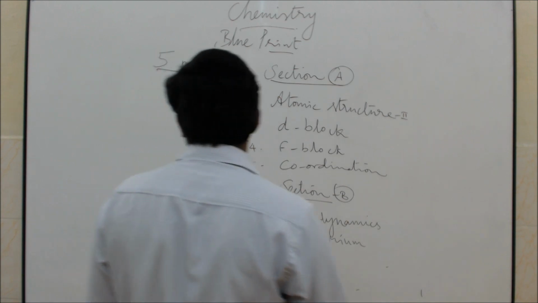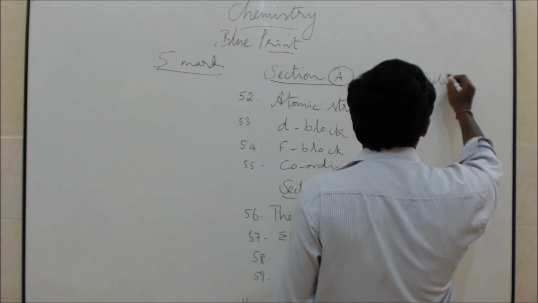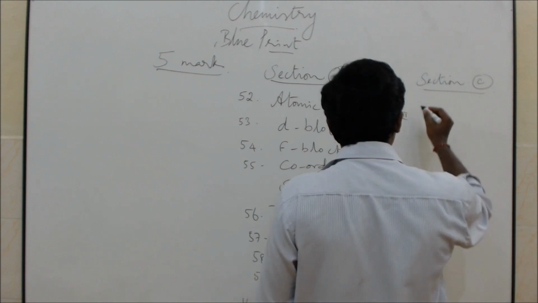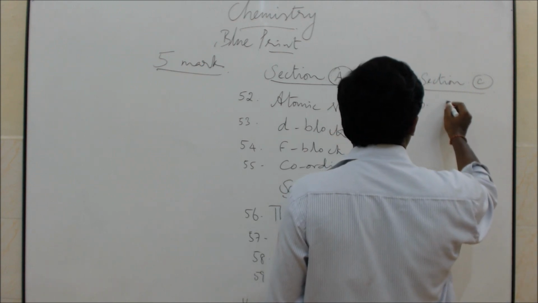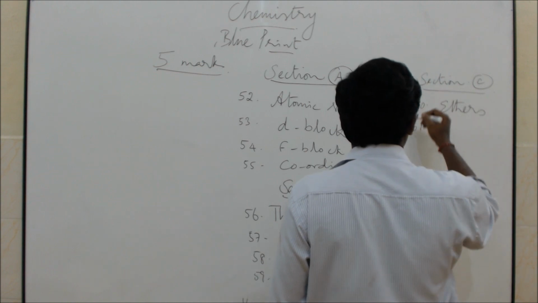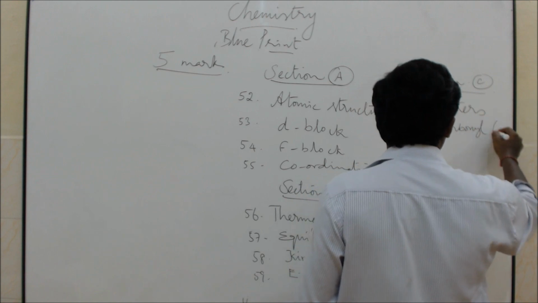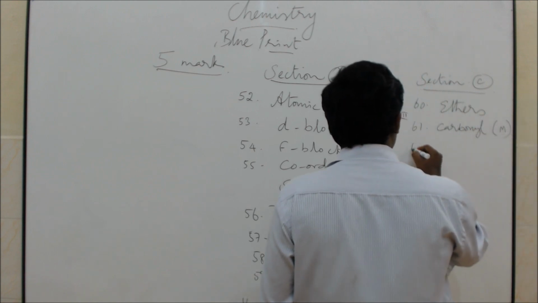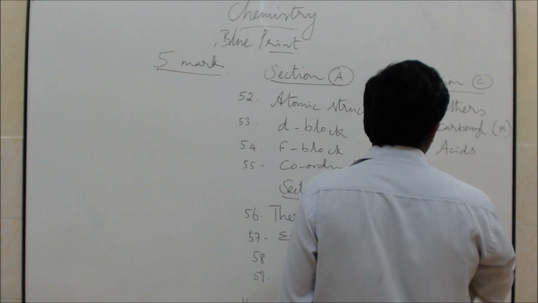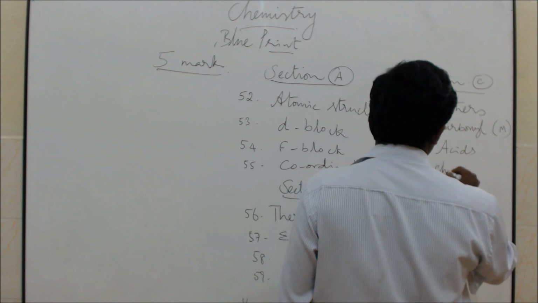Then Section C, that is organic chemistry. Question number 60, ethers. Question number 61, that is carbonyl compounds, only the mechanism. Then question number 62 is from carboxylic acids. Question number 63, that is chemistry in action.